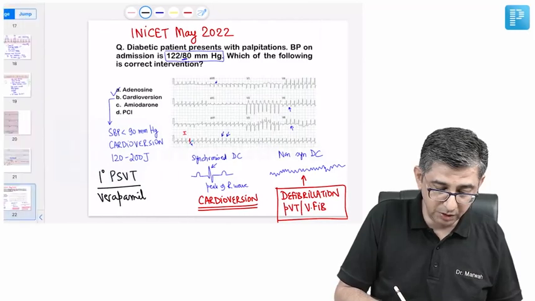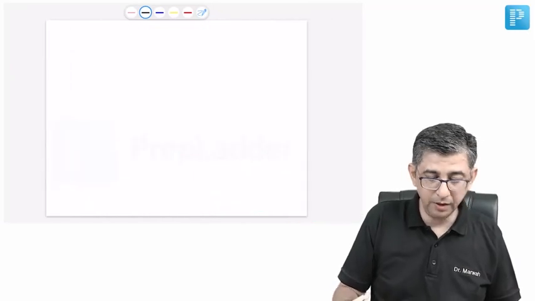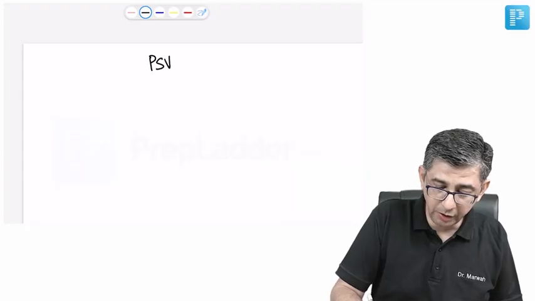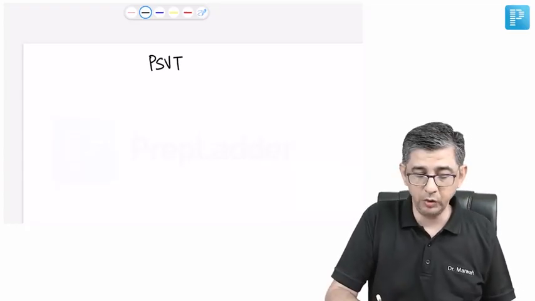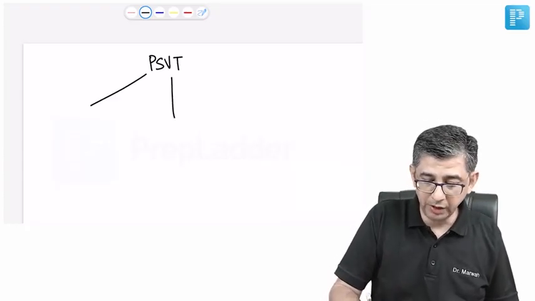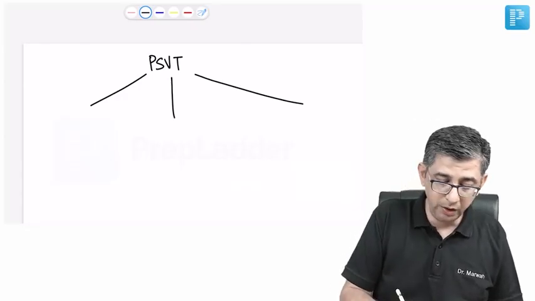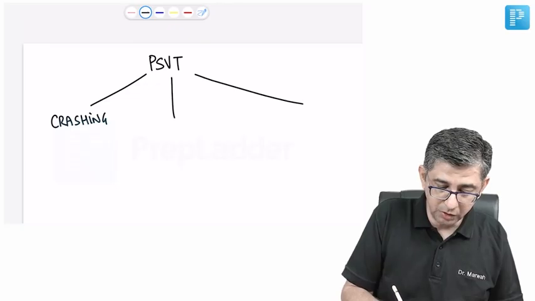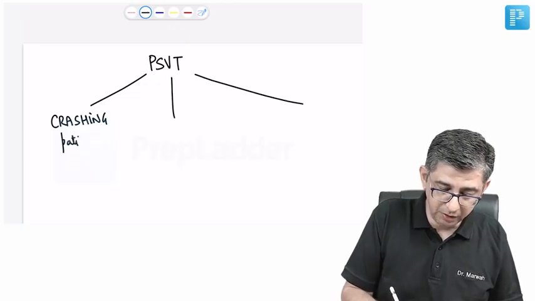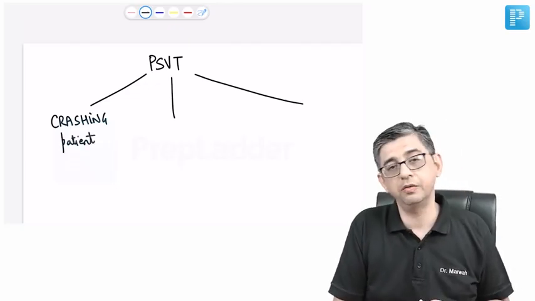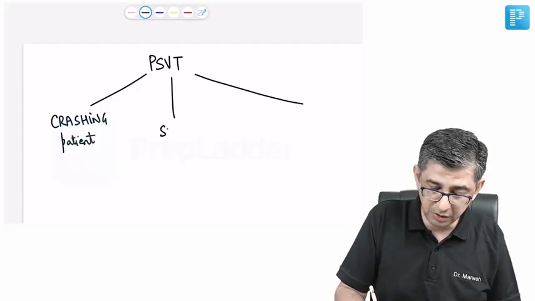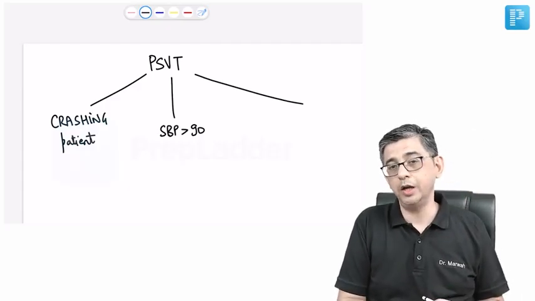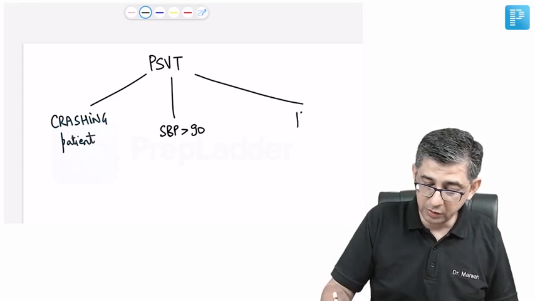In fact, I'll just invest one more slide here, and this will make the treatment of paroxysmal supraventricular tachycardia clear to you, because they give different scenarios. The scenarios that can be given can be like this. One, he can simply mention a crashing patient. The second possibility is that there would be no discussion of a crashing patient, but rather the person is hemodynamically stable, the systolic blood pressure of the patient is more than 90 millimeters of mercury, and then there is the prevention part.